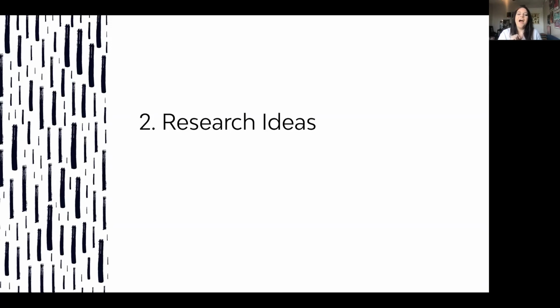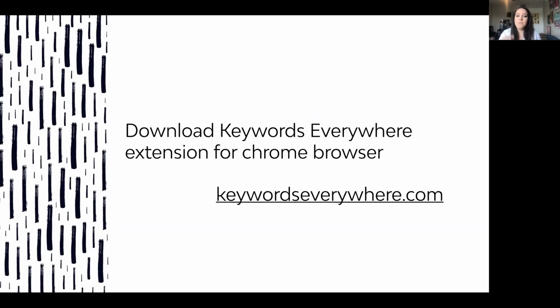We got you. All right, so number 2, you're going to research your ideas, okay? So I want you to go and download this tool called Keywords Everywhere. It is an extension for your Chrome browser, and that is going to allow you to actually see all of the metrics of that keyword, including cost per click. So if you're paying for advertising, that'll tell you how much it'll cost you to get a number of clicks, right?